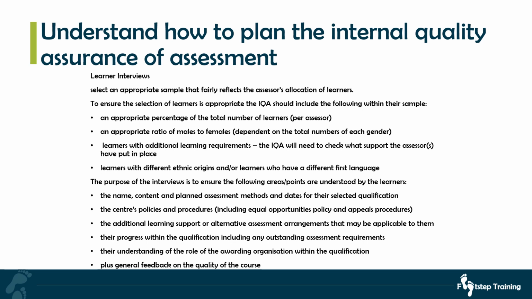Their progress within the qualification, including any outstanding assessment requirements. Ask them, how are they doing? What have they got left? This should tally up with what the assessors told you in their paperwork. So again, if they're saying, I should be complete by next month, I've just got to be observed, yet the assessor's saying they've got about 6 months left and they've got a lot more work to do, making sure that both answers should be the same for quality.